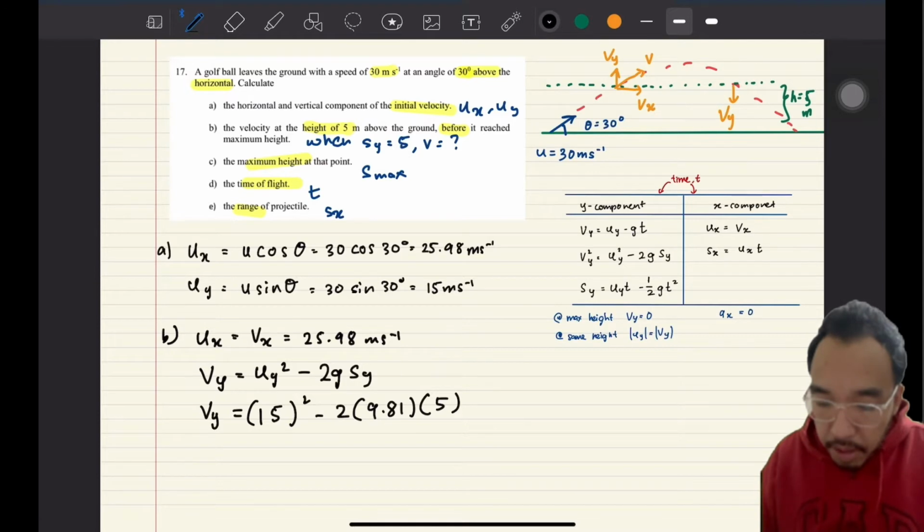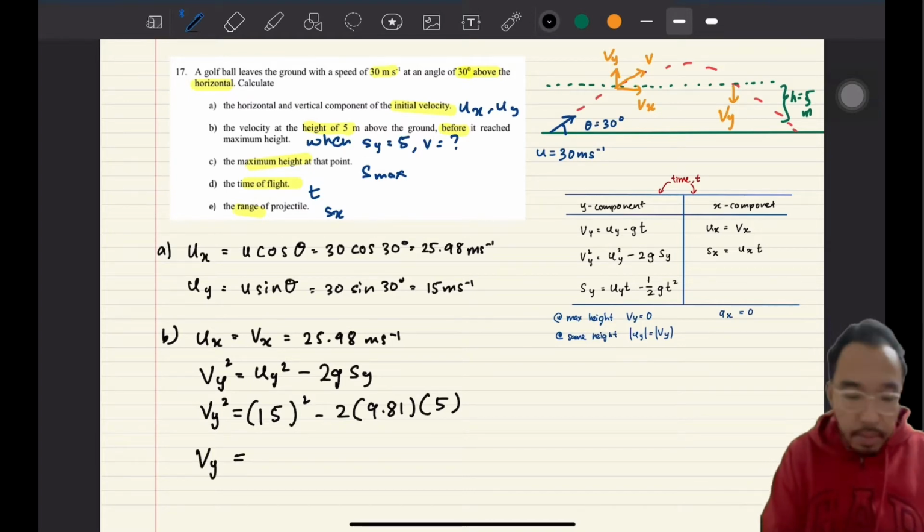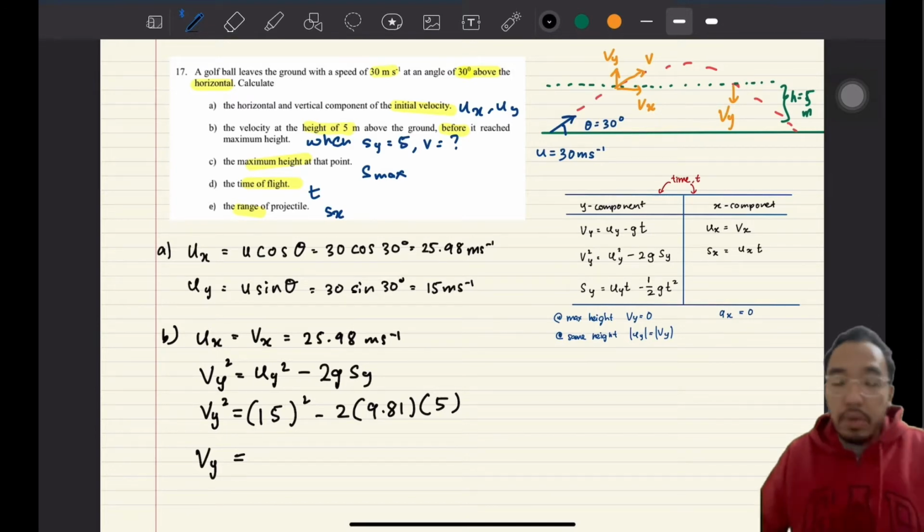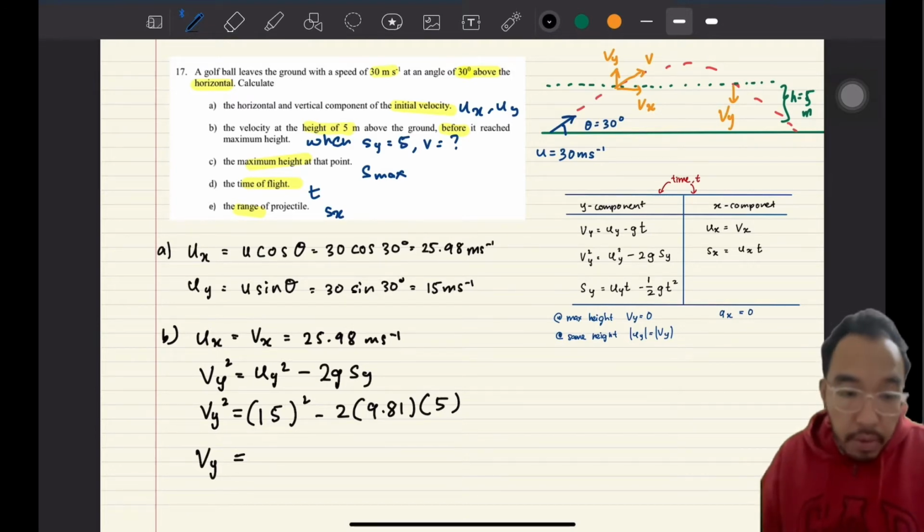Okay, this would be your vy square. Don't forget to put the square, I always forget about the square. So press your calculator, it will be 15 square minus 2 multiplied with 9.81 multiplied with 5. I got here 126.9. And then don't forget to take the square root. I take the square root and I got plus minus 11.265.